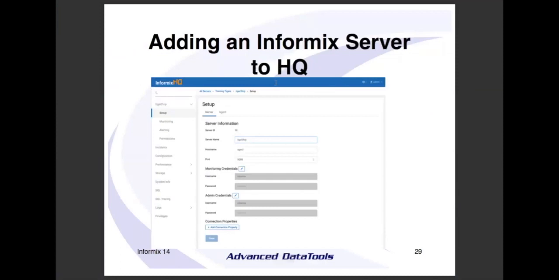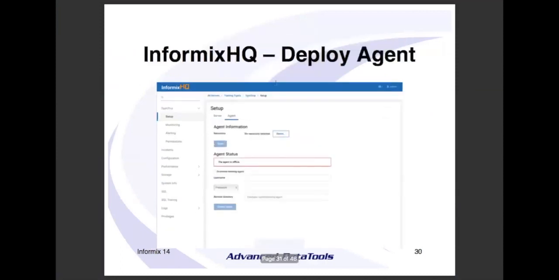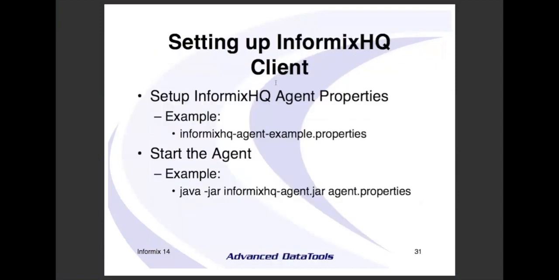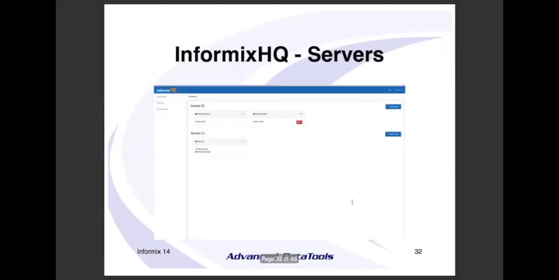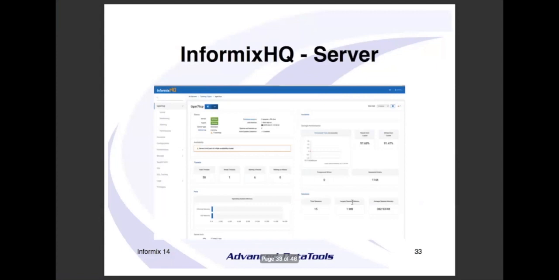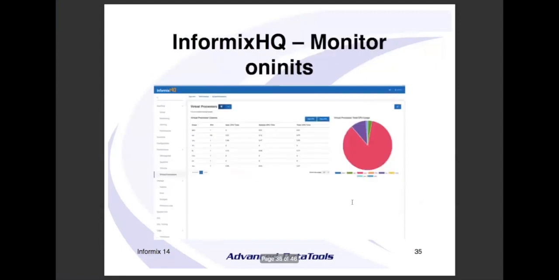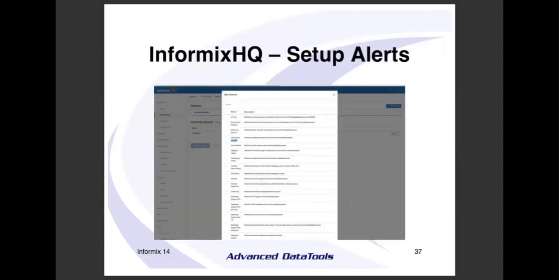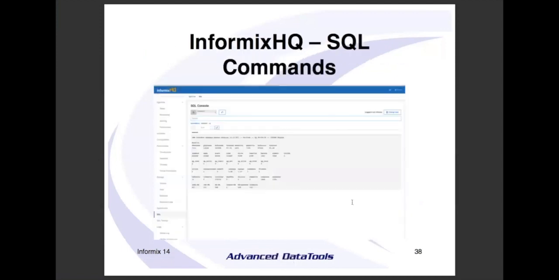So let me get back to the slides for a minute. So I talked about adding a server, deploying an agent, manually setting up an agent. You just need to edit this file. There's an examples file that comes with it. And then you need to start the agent with a Java command. And then you can pick your servers. You can take a look at different things that the servers do. There are a whole series of alerts that the server does. And you can run SQL commands.